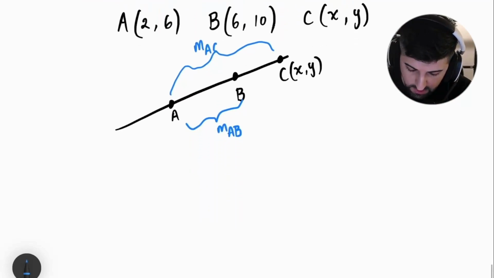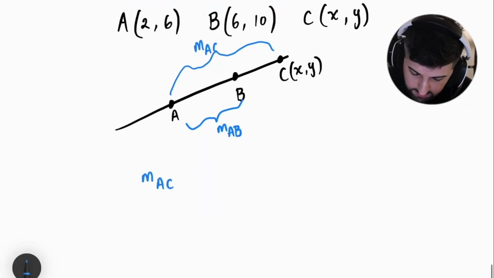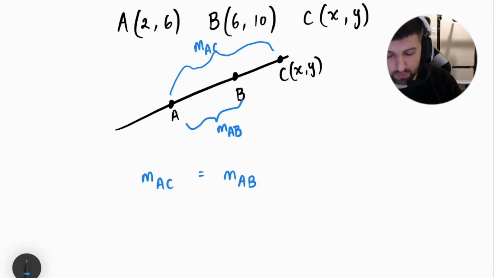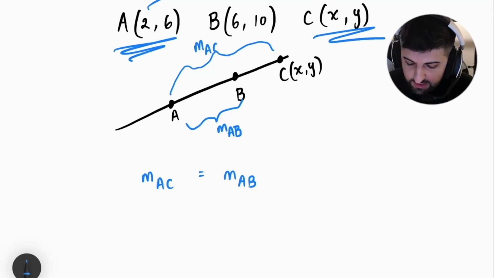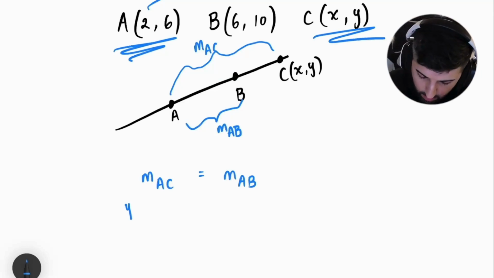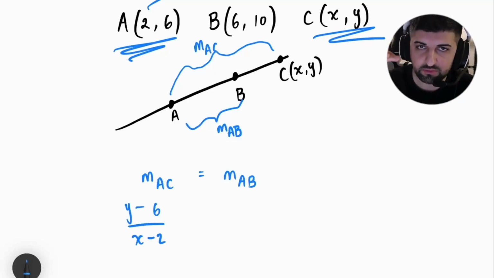So I can also say MAC equals MAB. And this is the critical step. Knowing that this is true can help you get to the answer as well. So what does that mean? If I set up a slope between A and C, between these 2 points, if I set up that slope, what would that look like? That would be y take away 6 divided by x take away 2. I'm just using that x2, x1, y2, y1.